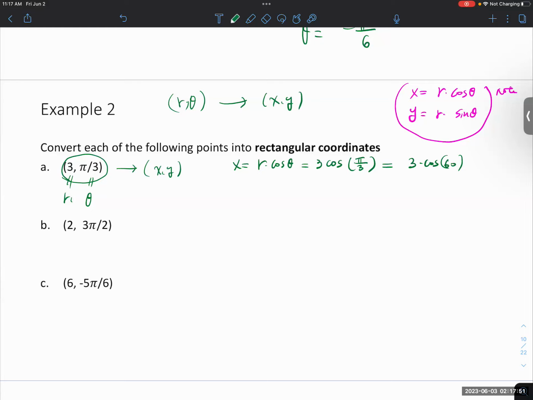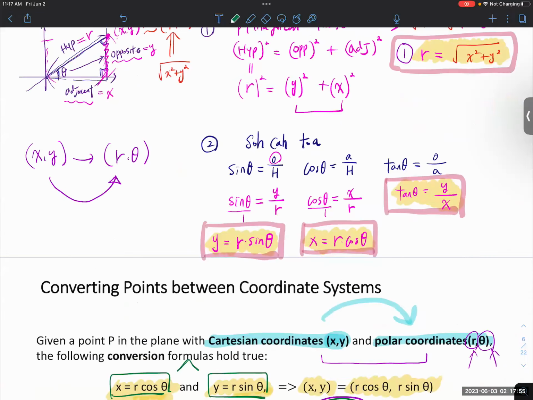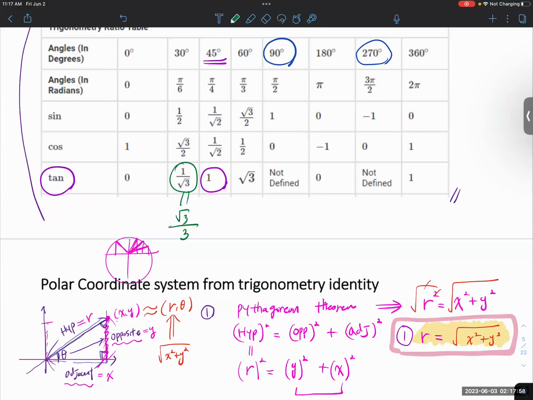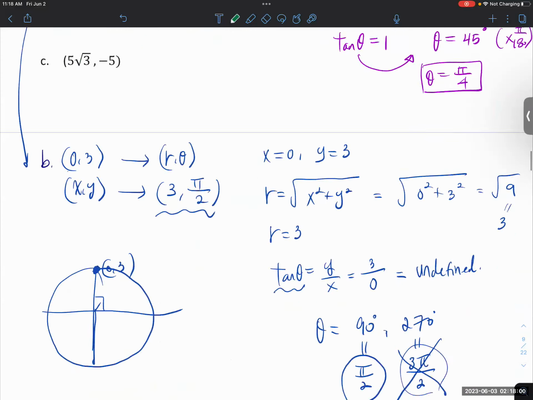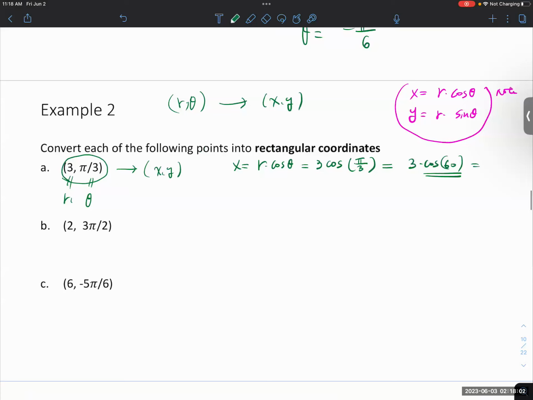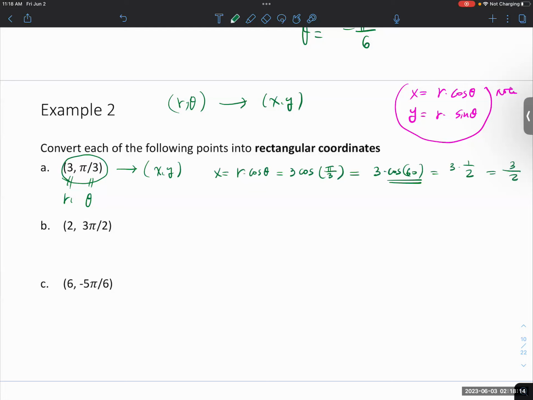Okay, so what does it mean? You're going to find out what cosine 60 is from the table. Cosine 60 is going to be 1 over 2. So 3 times 1 over 2 is 3 over 2, that's the x. So I'm going to minimize it. So 3 over 2 is going to be the x corresponding to the radius r in the polar coordinate system. Likewise, we're going to find out the y, r times sine theta.